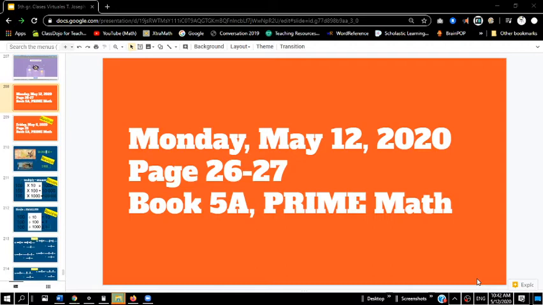Today, what we're going to be doing is dividing by more base 10 numbers. You will need your Prime book, Scholastic Book 5A, and we'll be working on pages 26 and 27.